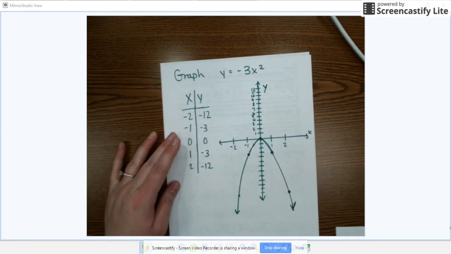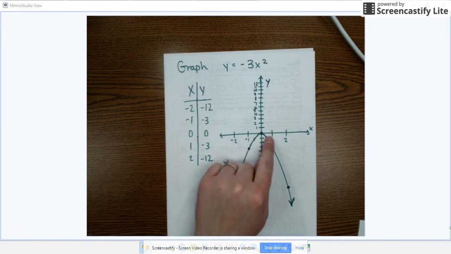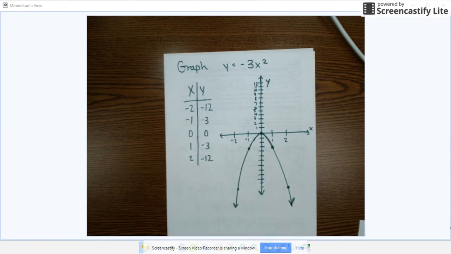If we go to plot that, we still have a parabola. This time our parabola opens down. So we're going to talk about what's the difference between a parabola facing up, pointing upward, and a parabola facing down.